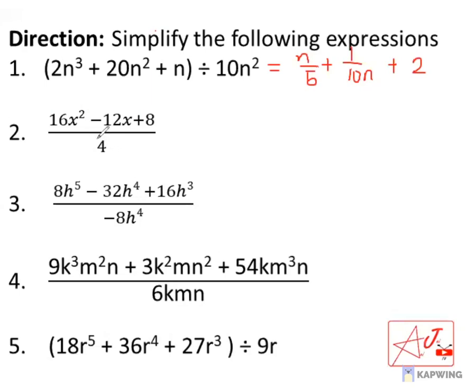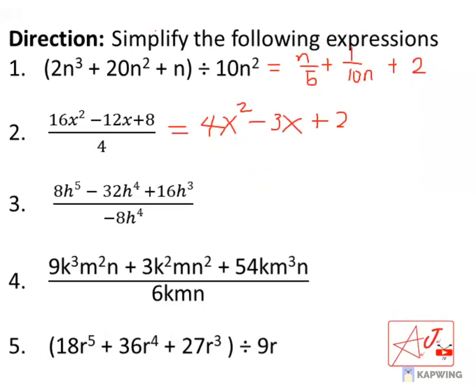For number 2 naman, 16 divided by 4 ay 4. So, wala namang variable yung 4, kaya kakopy na lang natin yung variable ni numerator. Minus 12 divided by 4 ay 3, and then yung x. And then, positive, positive ay positive. Then, 8 divided by 4 ay 2. So, ang final answer natin for number 2 ay 4x squared minus 3x plus 2.